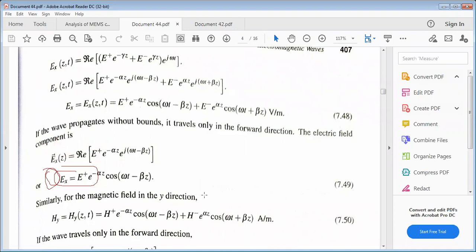Similarly, for the magnetic field in the y direction, how is it represented? Hy as a function of z and time equals h plus into e power minus alpha z into cos of omega t minus beta z. No need to derive all those here again, just replace E with H. So h minus e power alpha z into cos of omega t plus beta z.